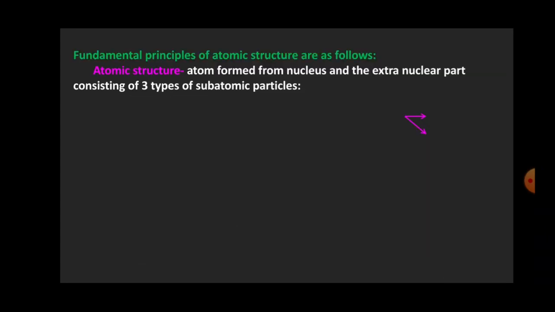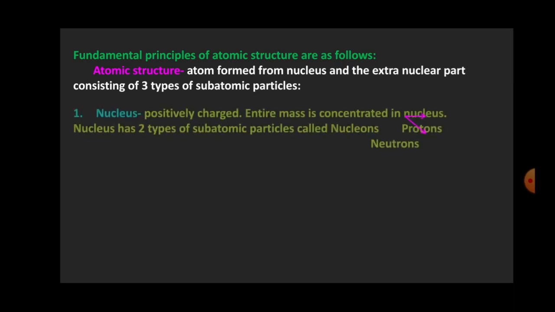And now we will start with the structure of the atom. That is, what is the fundamental principle of atomic structure? Now, atomic structure we have to study. So we should understand that an atom is formed by two constituents. First is the nucleus and the second one is the extranuclear part, right? So in the center the nucleus is there, and the electrons which revolve around the nucleus are called the extranuclear part. Now there are three types of subatomic particles.